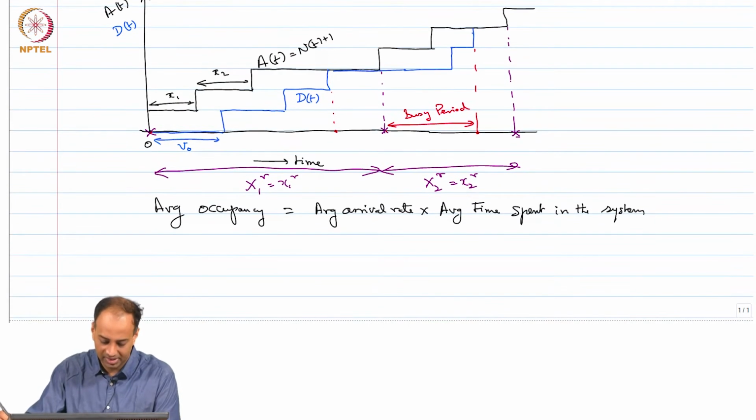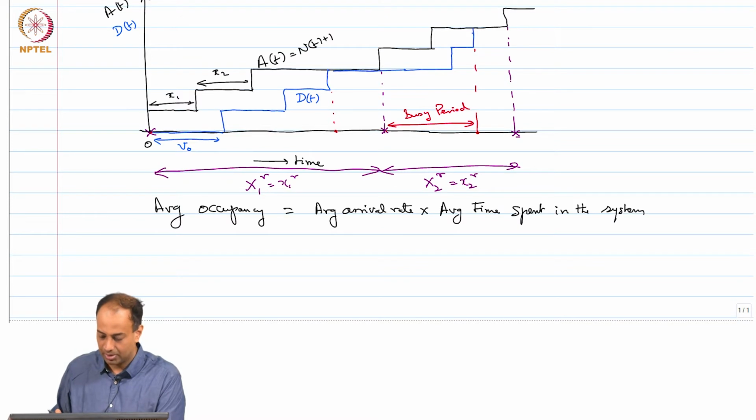Now, what does Little's theorem say? As I said very colloquially, average occupancy is equal to average arrival rate times average time spent in the system, right.